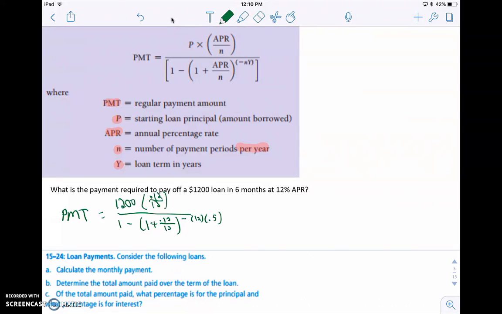If it's 6 months, then it's only half a year, so 0.5 years. That's one thing to be careful about. Y is always in total number of years. 6 months is half of a year.